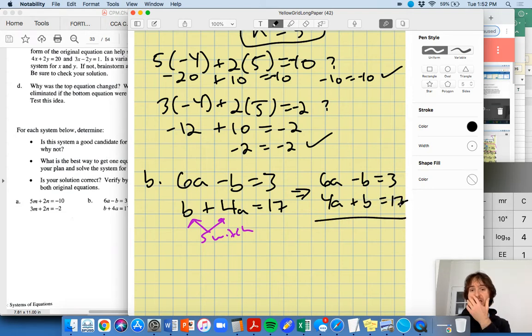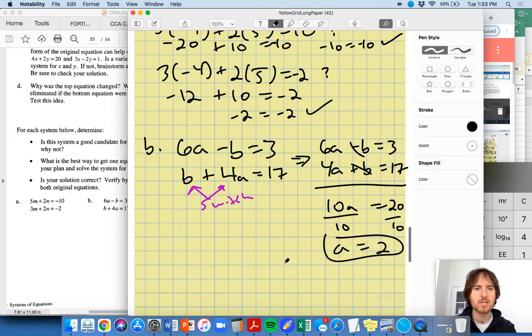Okay, so this is actually good to go to eliminate here. Negative B plus B, those cancel out. 6A plus 4A, there's 10A. 3 plus 17, 20. Okay, divide by 10, A equals 2. Okay, I got A equals 2, and where's my other answer here?